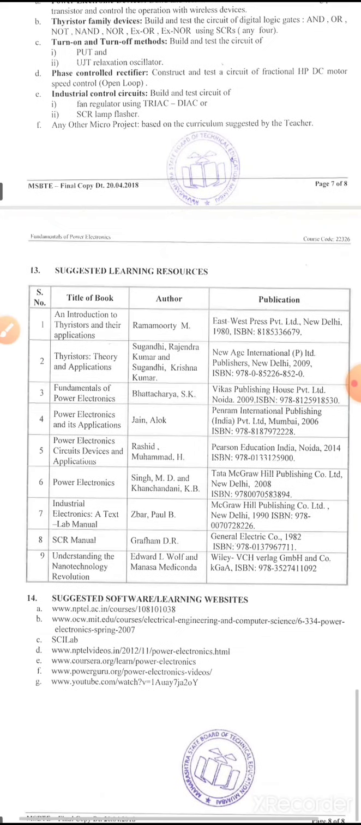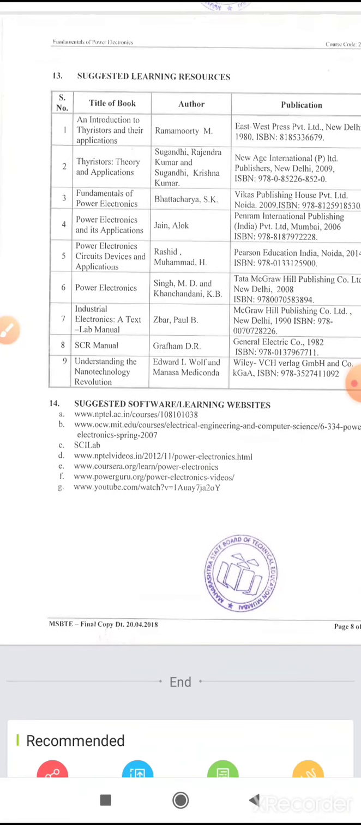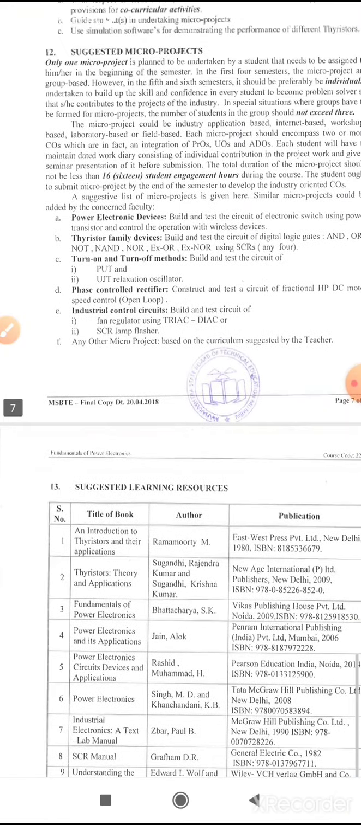Now the next is the suggested learning resources. My notes are sufficient, but if you want extra knowledge, then you can use the Power Electronics and Applications book by Jain and Alok, or also the McGraw Hill publication Industrial Electronics books. Okay, now we will discuss the first chapter.